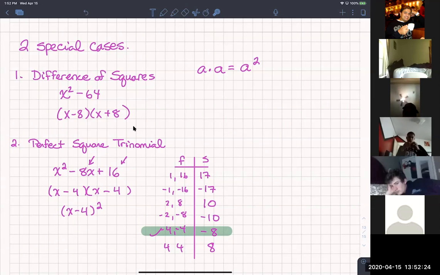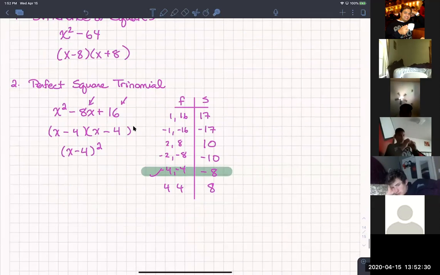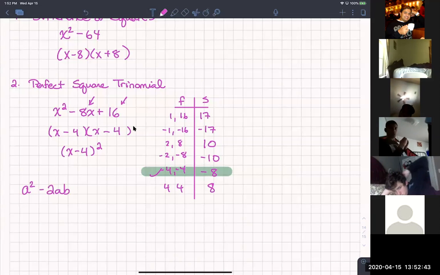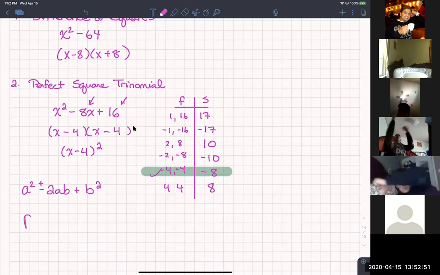Now, can you factor this using the old methods of factoring like we did right here? Yes, you can. But sometimes you want to be able to look at a trinomial and see if it's a perfect square. The formula for a perfect square trinomial is this. So I'll give you another example.